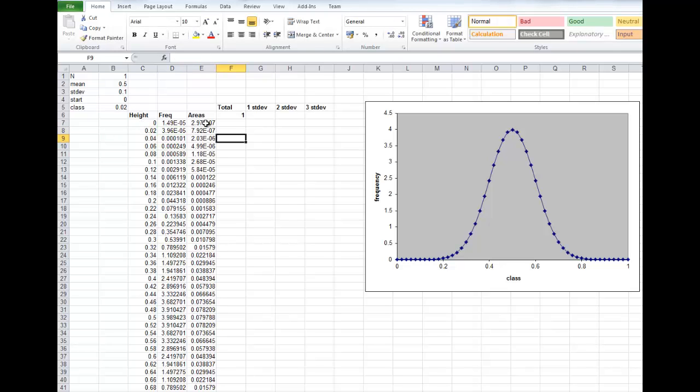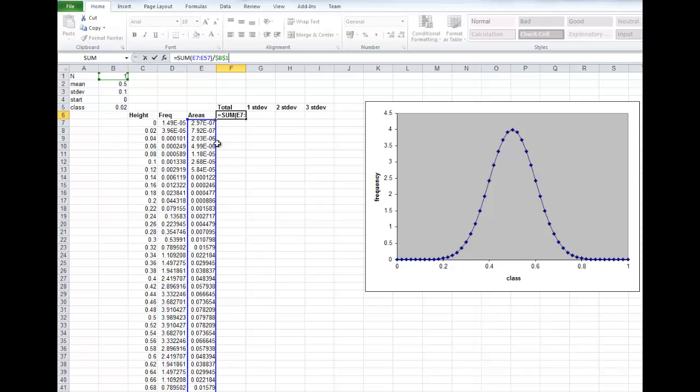And if we add all the areas under the curve together, we get 1, which is what we set up. It's effectively our sample size. This is the unit normal distribution, so we set it up so it adds up to 1. So the area under our curve equals 1.